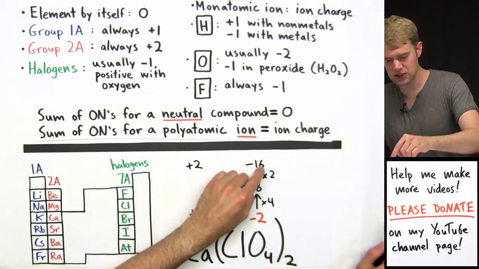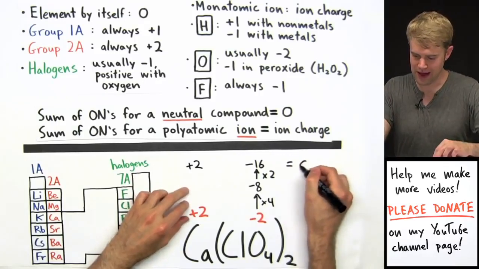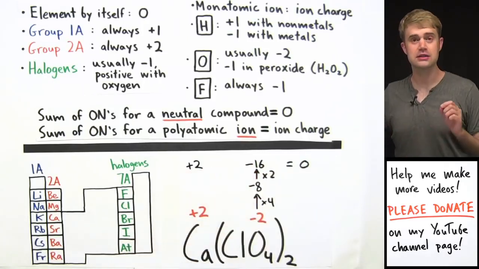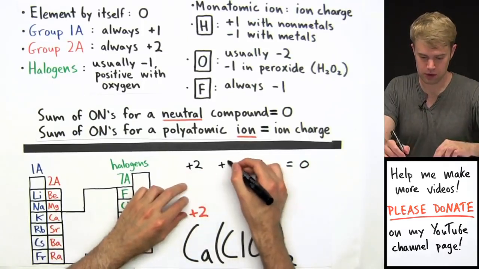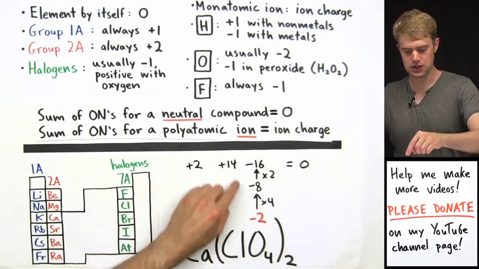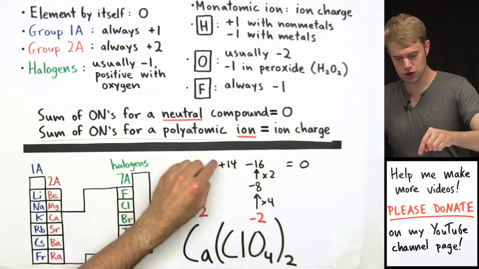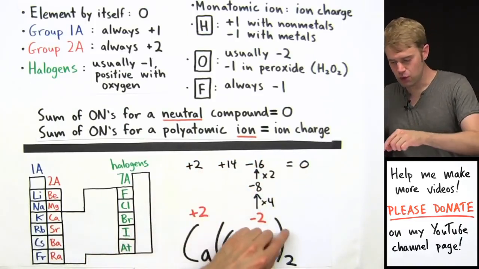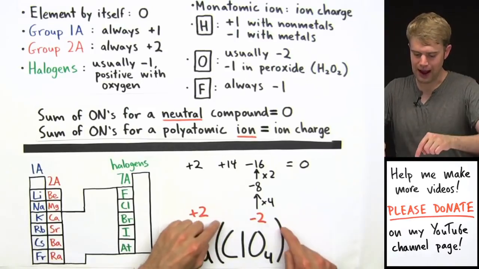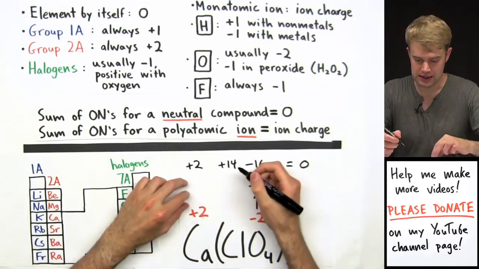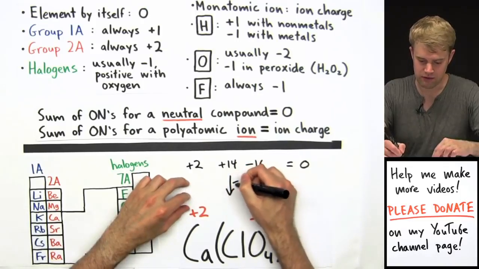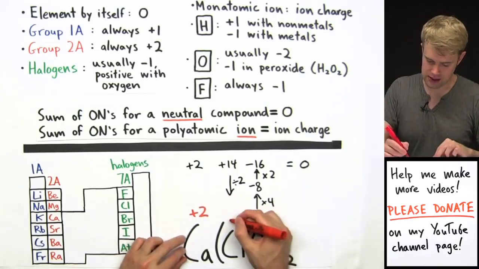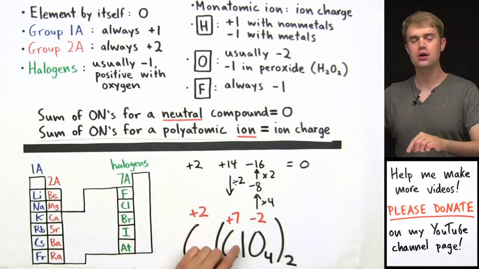All right, so I've got +2 from the calcium. I've got -16 from the oxygen. That should add up with the oxidation number from chlorine to give me 0. So +14 is going to be the oxidation number on chlorine. +2 plus 14 minus 16 equals 0. But remember that we have 2 of these here because of this number outside the parentheses. So we've got to take this 14 and divide it by 2 to get an oxidation number of plus 7 for the chlorine.